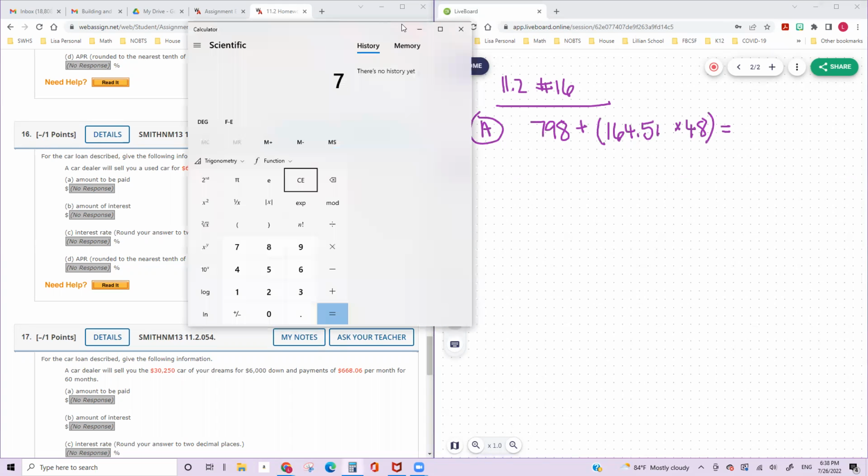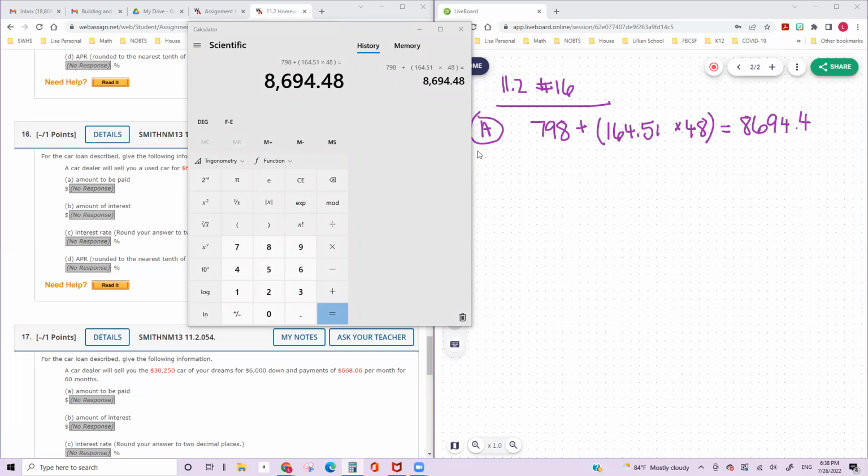So we have 798 plus, and then I'm going to do 164.51 times 48 and close my parentheses. And so the total amount that you are paying is $8,694.48.